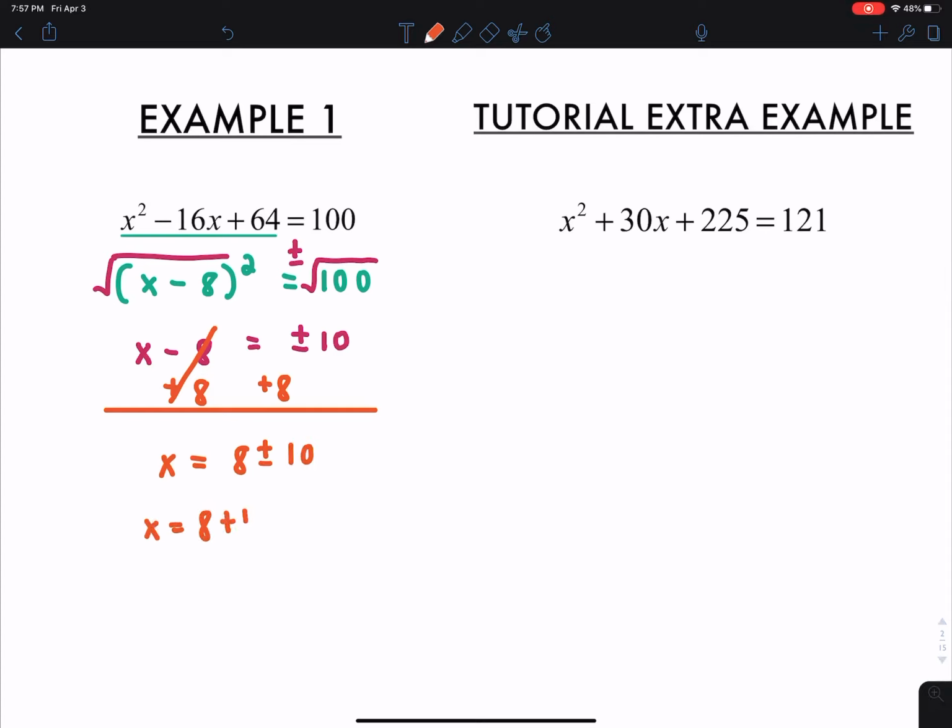So 8 plus 10, which is 18, and 8 minus 10, which would give you negative 2. So these are your two solutions of x that are going to make this equation true.